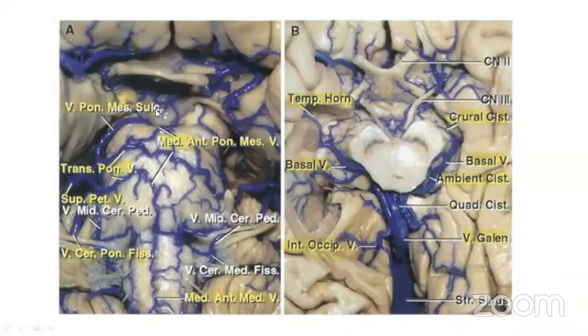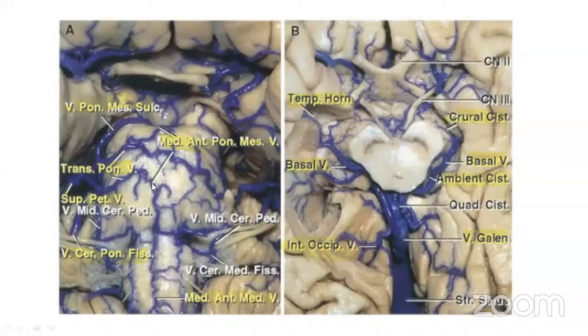This is a dissection of the anterior view of the brainstem. Here we can see that in the midline we have the median anterior pontomesencephalic vein. As we discussed earlier, the pontine segment has three segments. Here we can observe the superior segment and the inferior segment. However, the middle segment is missing. So the superior segment and the inferior segment drain into the transverse pontine veins.